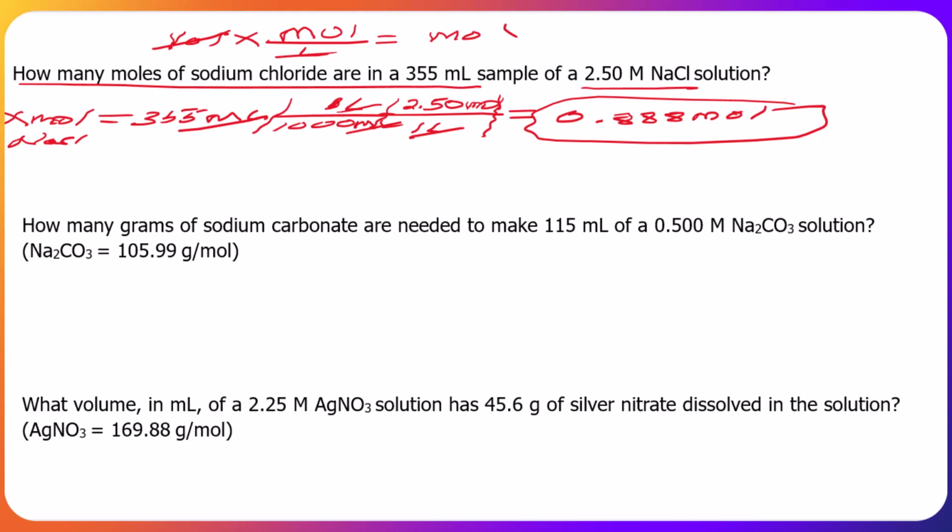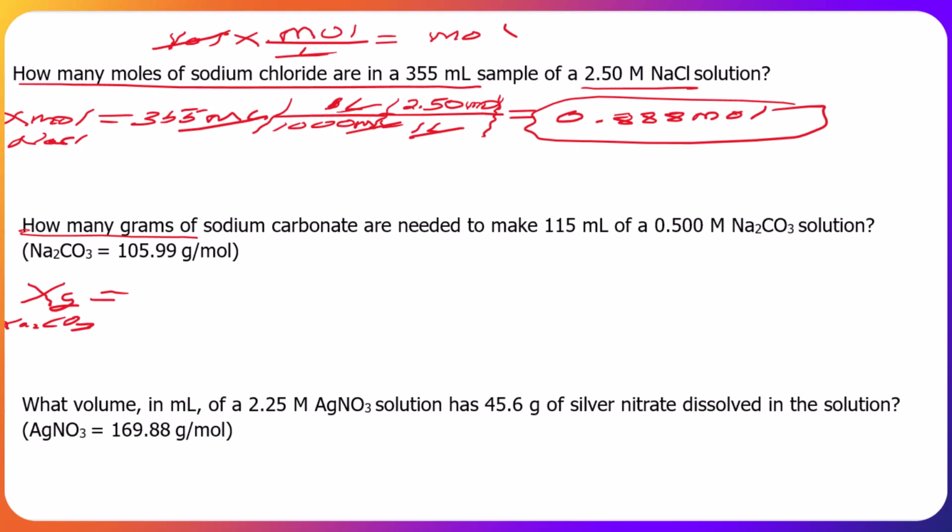Let's see how many grams of sodium carbonate are needed to make 115 milliliters of 0.5 molar sodium carbonate. All right, so why don't we do this one as well? So remember, the how many part, that's your X factor, that's what you're looking for. And so it's X grams of sodium carbonate, there's the formula right there, Na2CO3. You set your equal sign, and we've got 115 milliliters of a 0.5 molar solution.